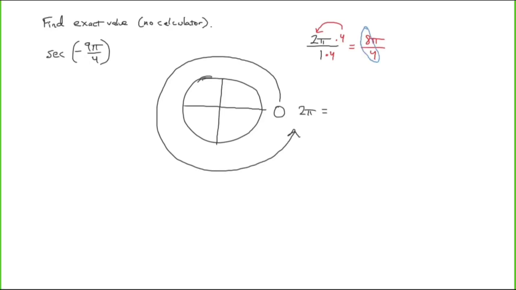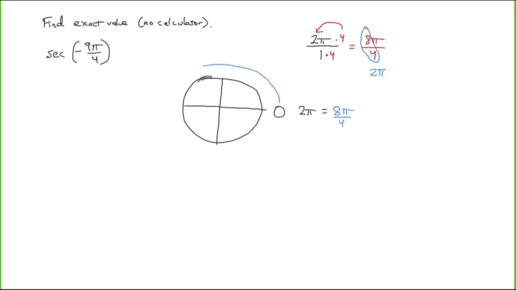And you can always check, because 8 divided by 4 would turn into a 2, and you'd have 2 pi. So you can always check that you did it right that way. So in other words, 2 pi is the same thing as 8 pi over 4. So what we're trying to do is bring the angle back within the first standard positive revolution. That way we'll be able to find the answer very quickly.